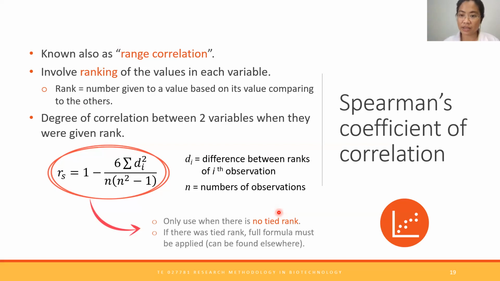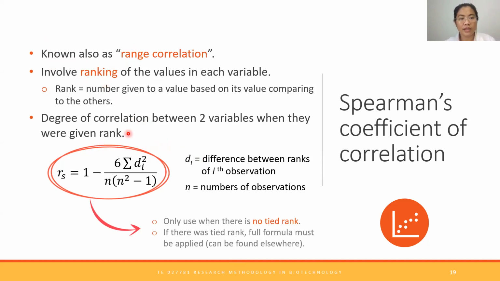The first correlation that I want to talk about is the Spearman coefficient. Spearman coefficient is known also as a rank correlation. It involves ranking of the values in each variable. So basically you have two sets of data, two variables, and then you are ranking them. Ranking them means this goes number 1, number 2, and number 3, and that sort of stuff, then we'll see that in the example.